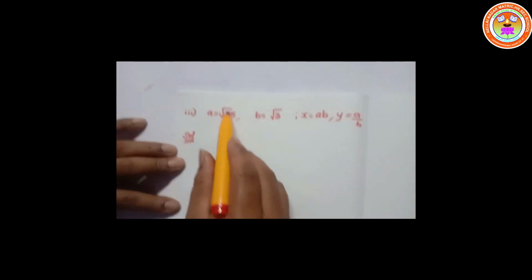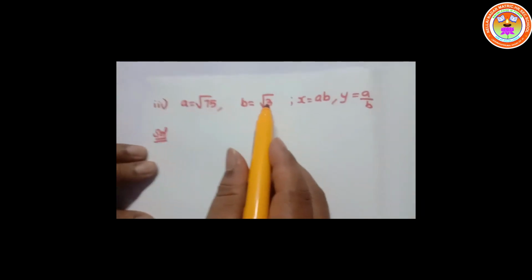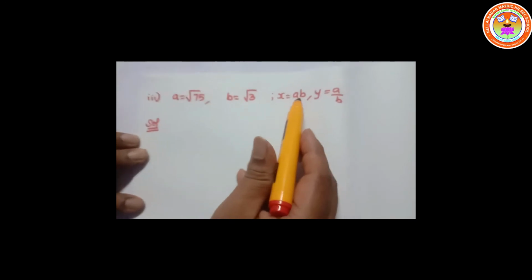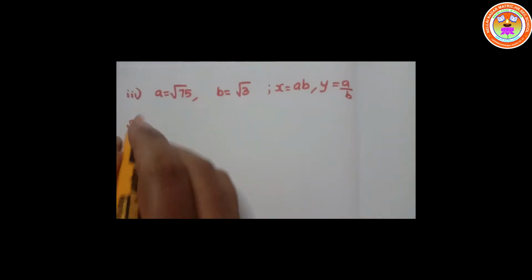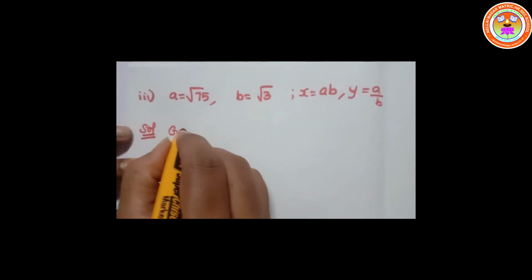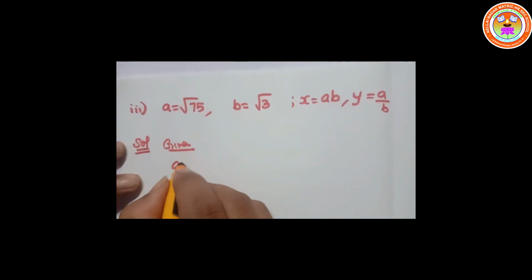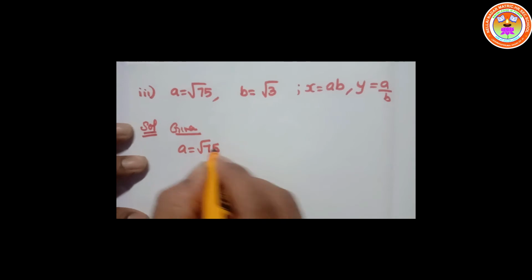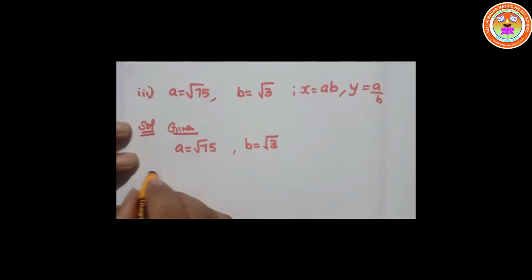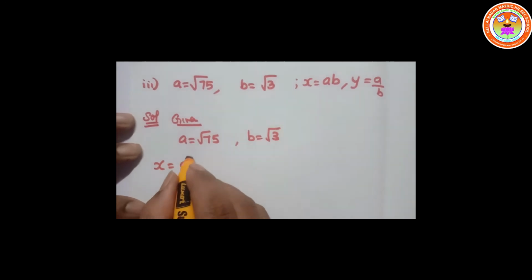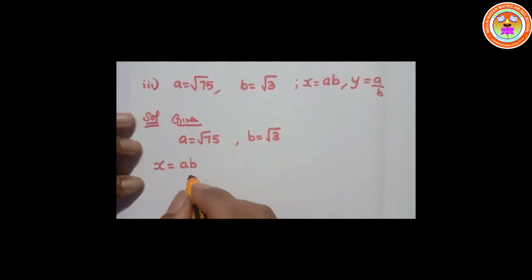Now we can see third subdivision. Third subdivision, a equal to root 75, b equal to root 3, x value is ab, a into b, y value is a divided by b. Right? Solution. Given a is equal to what? Root 75. b is equal to root 3. So you have to find x value and you have to say what type of number it is, a rational number or irrational number.